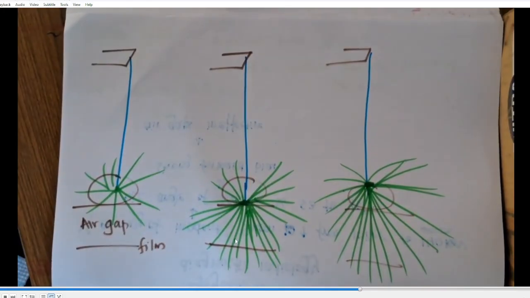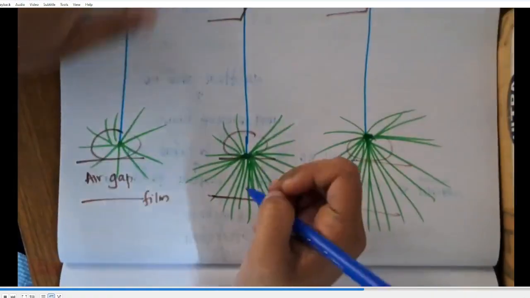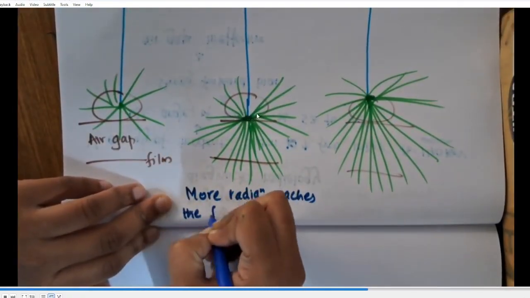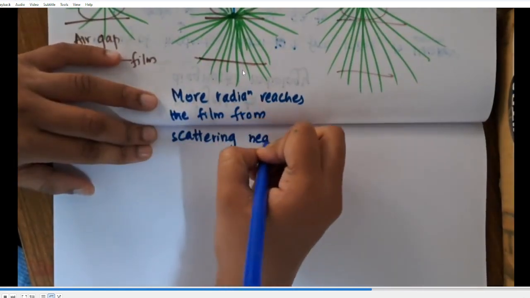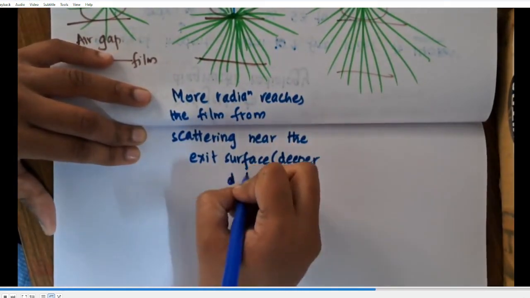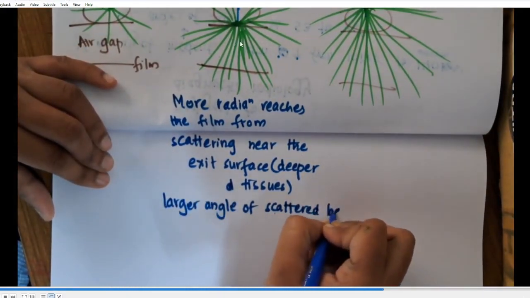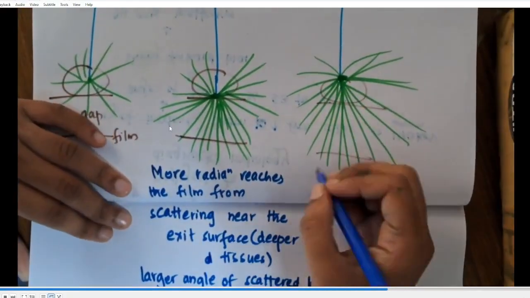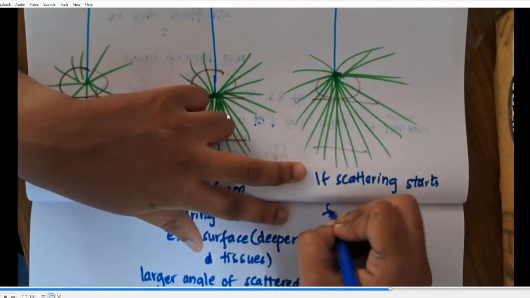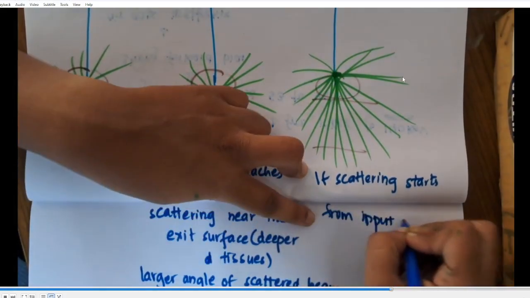So here we can see that more radiation is reaching the film when the scatter radiation is near the deeper tissue or near the exit surface. More radiation reaches the film when scattering occurs near the exit surface, because the film intercepts a larger angle of the scattered beam. So the angle of interception is larger for the deeper structures or for the exit end. Whereas if the scatter radiation is from the entry end or the superficial structures, the angle of interception is smaller for scattering occurring on this input side.